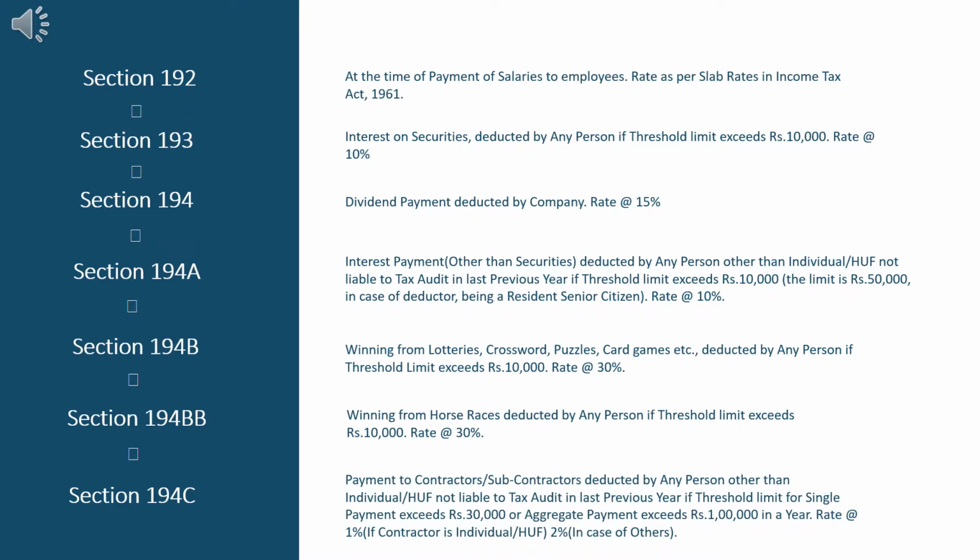Section 194C. Payment to contractors or subcontractors, tax to be deducted by any person other than individual or HUF not liable to tax audit in last previous year. If the payment amount for single payment exceeds Rs 30,000 or aggregate payment exceeds Rs 1 lakh in a year, tax rate at 1% if contractor is individual or HUF, 2% in case of others.